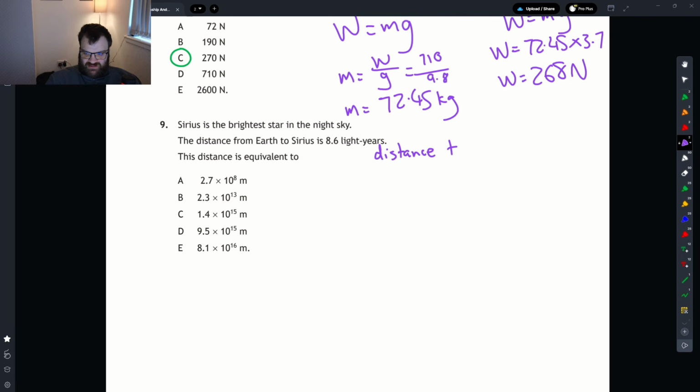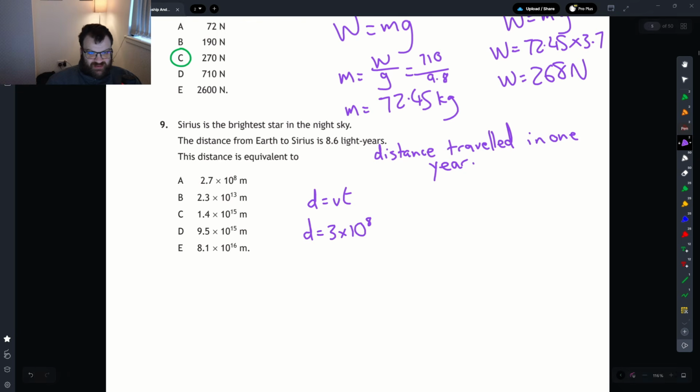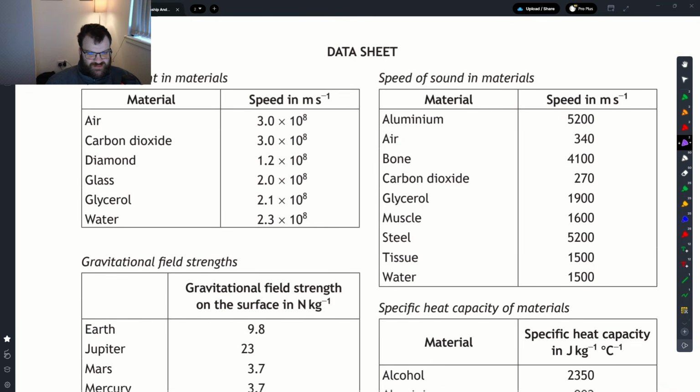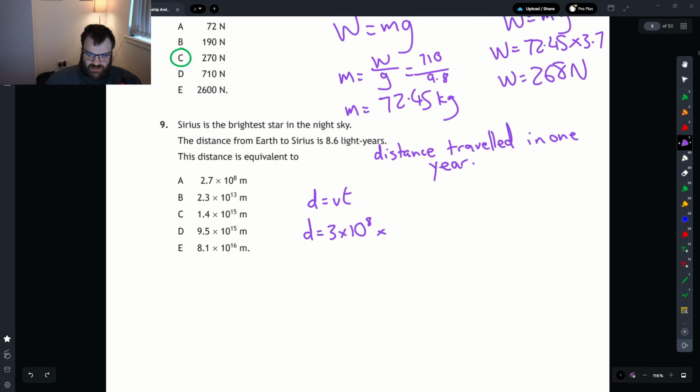Okay, and this one we're using light years, which is the distance travelled by light in 1 year. Okay, we need to do the speed times the time. So the speed of light is 3 times 10 to the power of 8. You can find that in the data sheet. When it comes to time, we're talking about how many seconds are in, well, 1 year we'll start with for that. So that'll be 365 times the 24 hours times 60 minutes times 60 seconds.